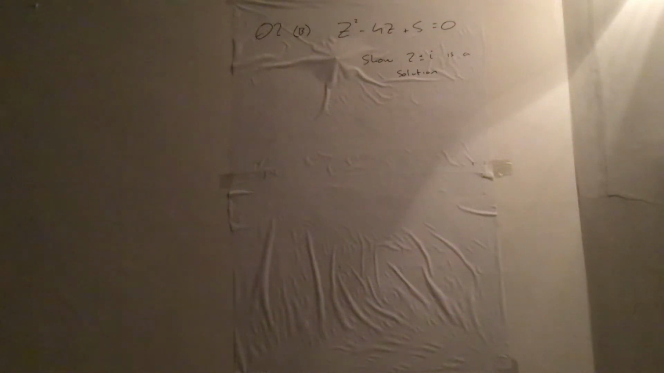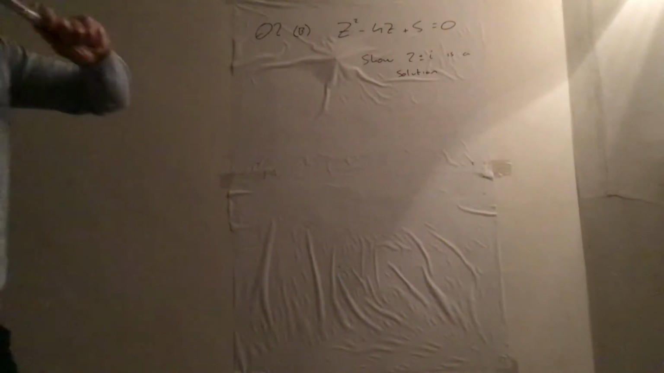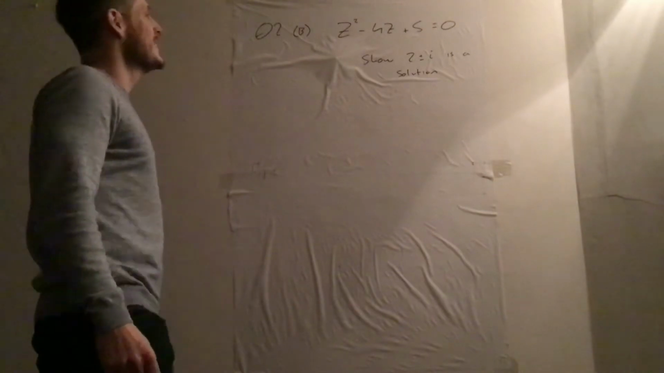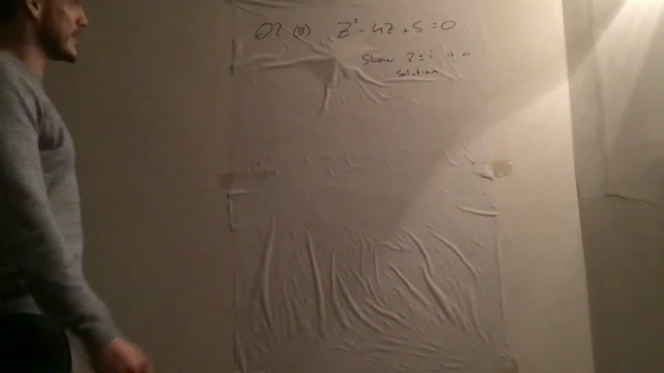Okay guys, so we're going to have a look at question 2, part B on the 2019 Leaving Cert paper. Sorry about the lighting in here, but if I turn on the main light, then there's a big shine on this. So we're just going to have to go a little bit in the dark here.